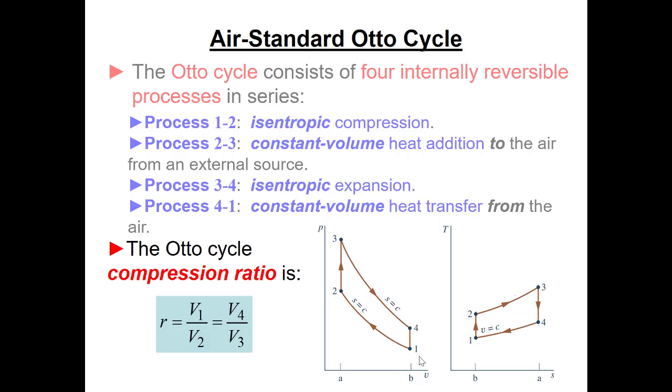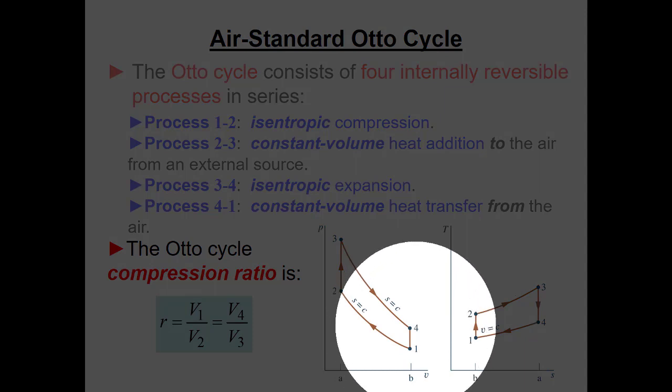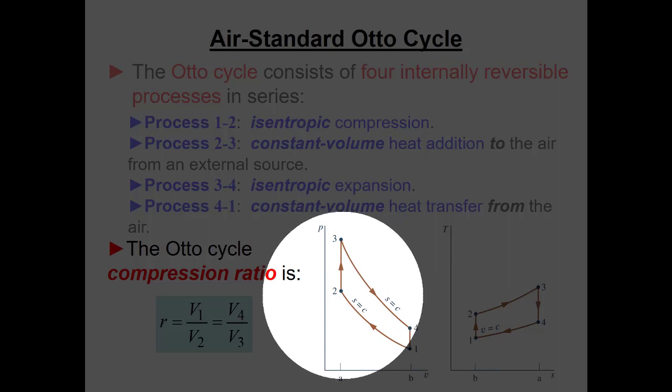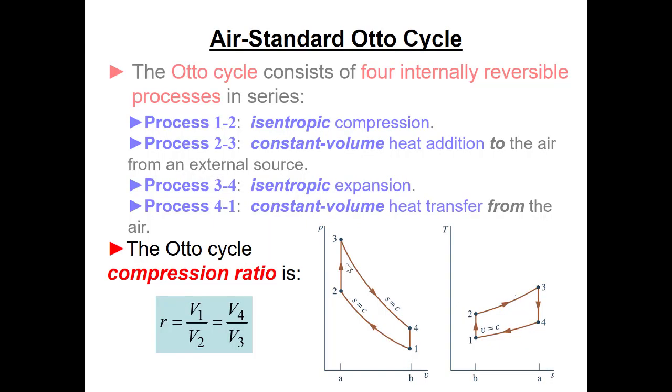Remember, in the Otto cycle, there's only two volumes, right? There's the big volume, which is volume 4, but it's also volume 1. And there's the small volume, which is volume 2 and volume 3. There's only two volumes in this problem, even though there's 4 states. Our compression ratio is going to be bigger than 1. So we take the big volume divided by the small volume. We can write that as V1 over V2 or V4 over V3 or any permutation of the big volume divided by the small volume.